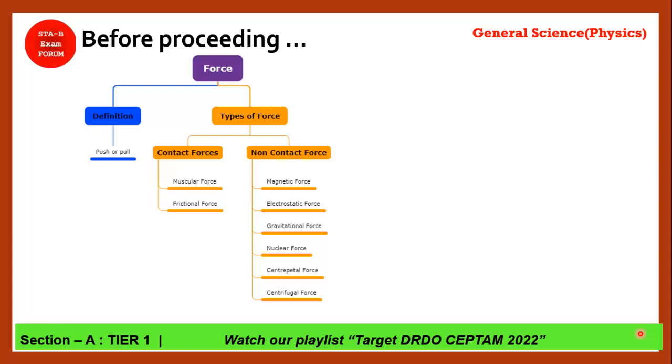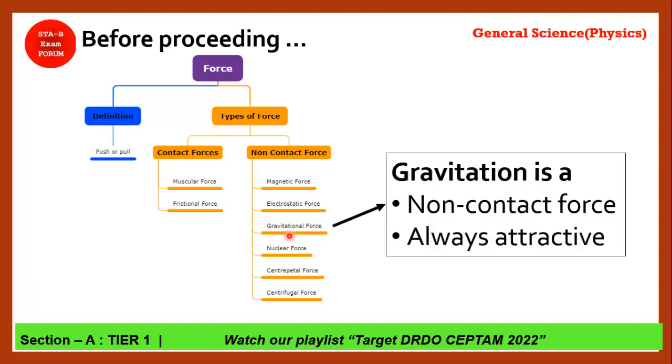As you know, force is either a pull or push on an object. There are two types of forces, namely contact forces and non-contact forces. These non-contact forces are also called field forces. Why? Because only when they come into a field does the object experience that force. I will not go through all these forces. We are interested only in gravitational force. Students, gravitational force is a non-contact force or a field force, and it is always attractive.